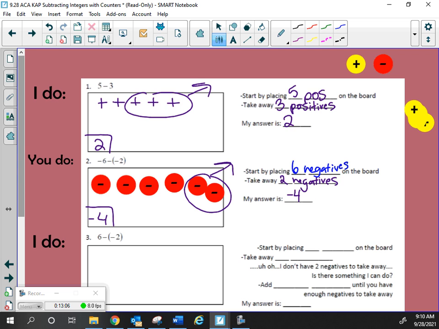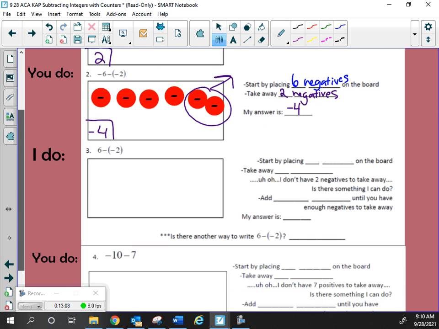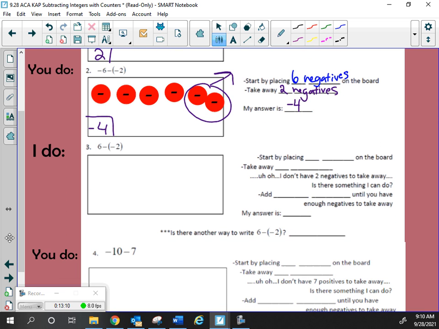Okay. Y'all want to try? Oh no, we need to do this together. Okay, 6 minus negative 2. Go ahead on your desk. Go ahead and set that first one up. I'm going to say 6 what? 6 positives. Okay, let's start with that 6 positives on our desk.